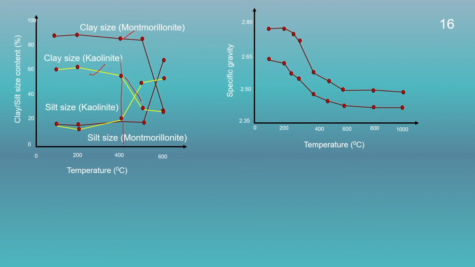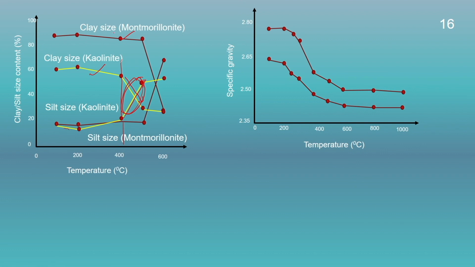But beyond 400 degrees centigrade, there is a drastic decrease in the clay content of the kaolinite. At the same time, at 400 degrees centigrade, there is a significant increase in the silt size of these kaolinite particles. So, at this point, due to the dehydroxylation process, the cementation of the kaolinite particles takes place and that forms the larger silt size particles.